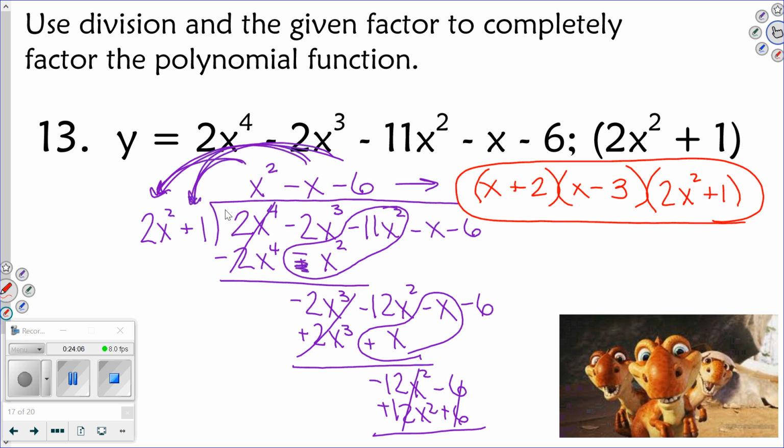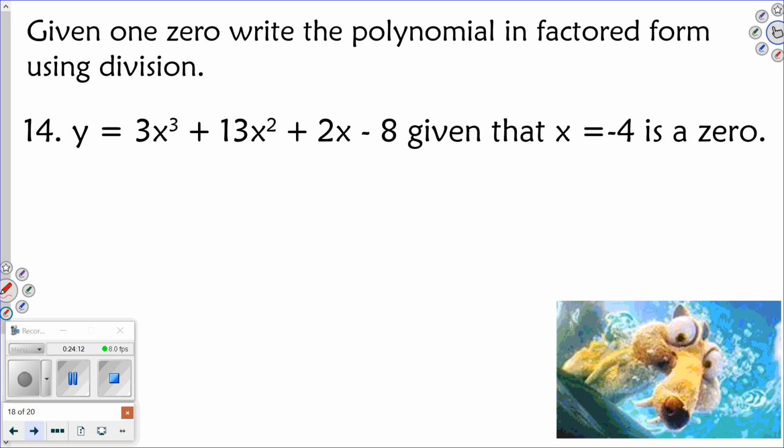So are we loving synthetic more and more every time you see long division? Long division is painful, but it has its time and place to use it. Given 1, 0, write the polynomial in factored form using division. So notice this time they gave me x equals negative 4. Can I use synthetic? Yeah, I sure can.